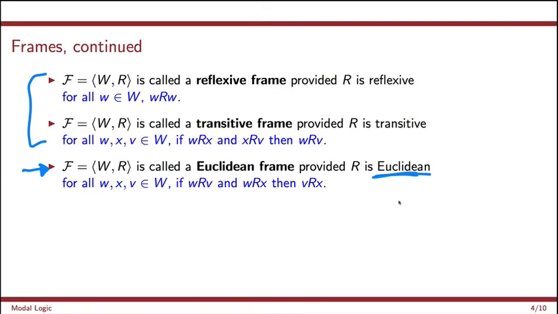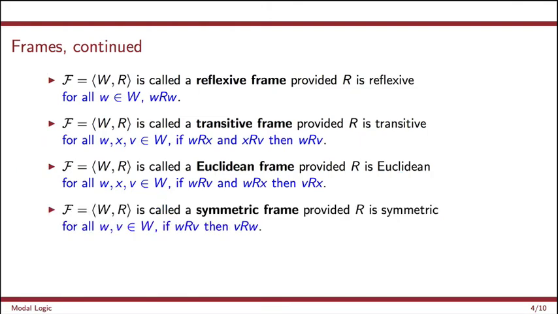And what Euclidean says is that if you're at a state W, and W can see some other state X, and W can see some other state V, so if W can see V and W can see X, then these two states have to be able to see each other. V can actually see X. And in fact, it's not hard to see just by the symmetry of this that X and V have to be related to each other. So if W can see two states, then X and V have to be related. That's what Euclidean is.